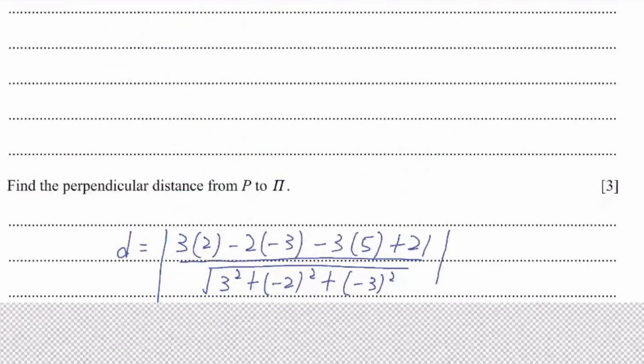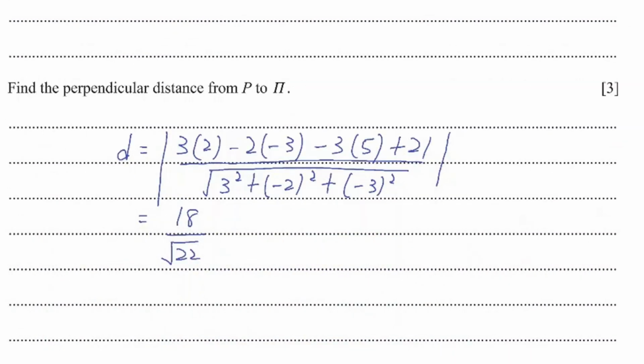Whereas the last part here is to find the perpendicular distance from the point P to the plane pi here. We have actually learned about the formula for the point P to the equation of the plane, so the easiest is to just apply the formula.